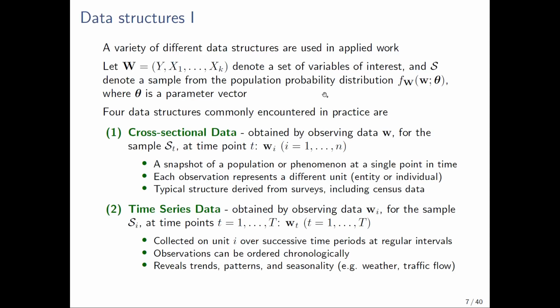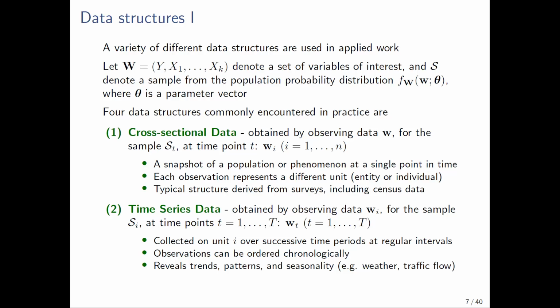Data structures. There are many ways in which we could categorize data, but here we're going to look at four broad categories that characterize the type of data commonly used in applied work. Some notation first. Let W denote the set of variables of interest. So we have a response Y and covariates x1 through to xk. And let S denote a sample from the population probability distribution of these variables governed by some parameter vector theta.